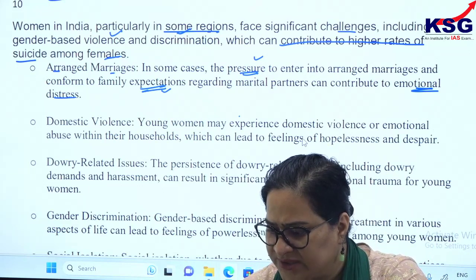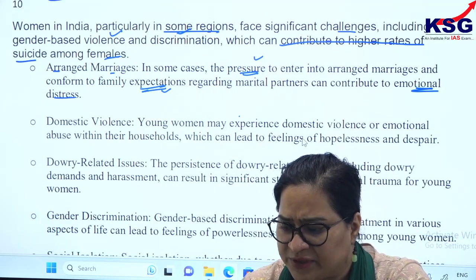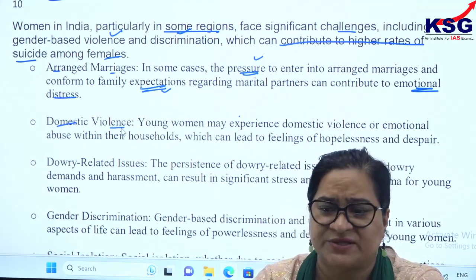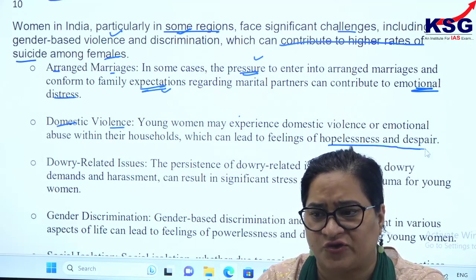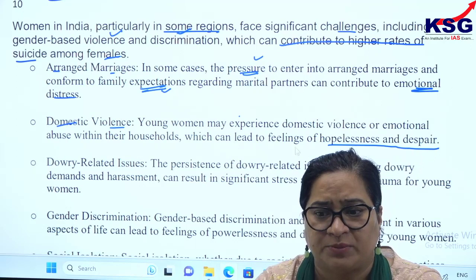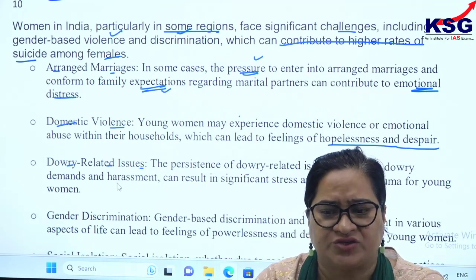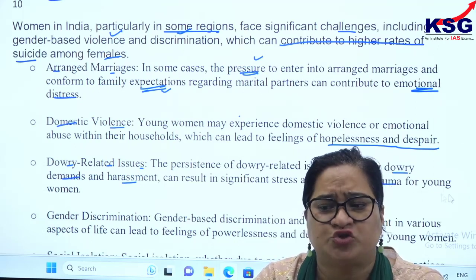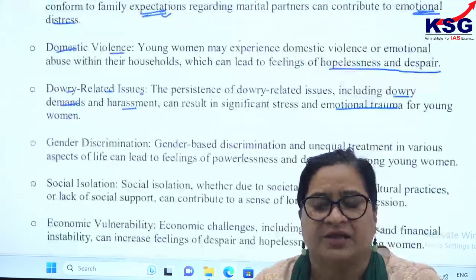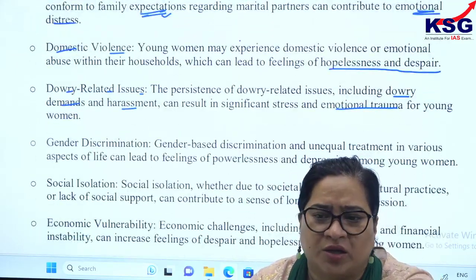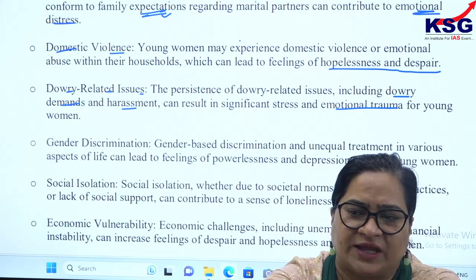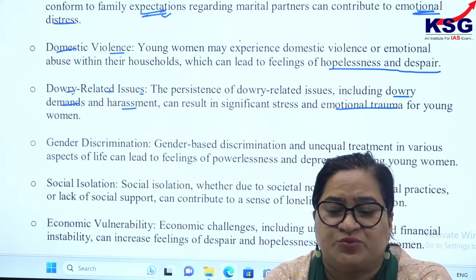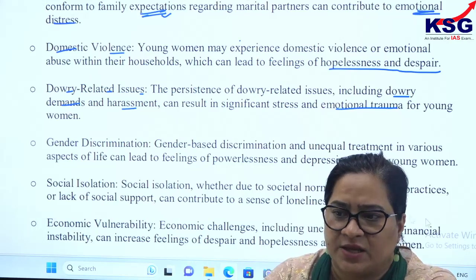Again, when we are discussing this sub-segment, we can further reflect upon the dimension of domestic violence. A lot of girls may suffer from domestic violence, because of which there can be a sense of hopelessness and despair, which can lead to the problem. Dowry related issues, we can reflect upon them, related to dowry demands and harassment. It can cause emotional trauma for younger girls, especially when they see their parents suffering because of that. So a few girls may think of committing suicide, that neither will I be alive nor will my parents suffer because of that reason.